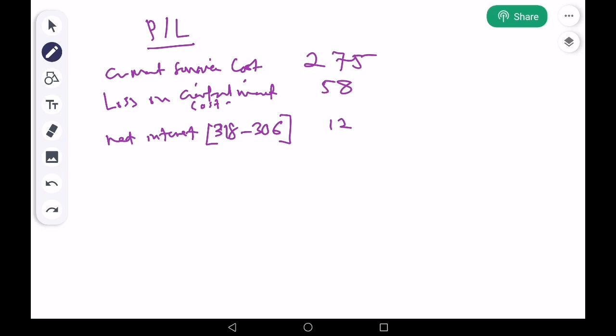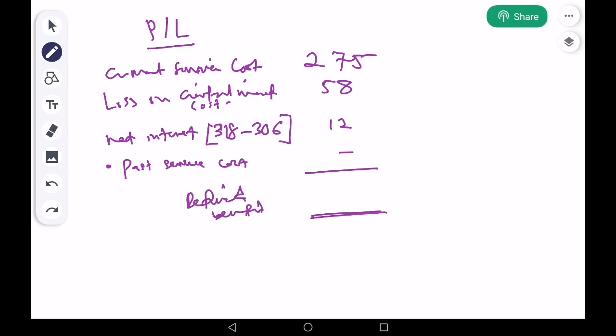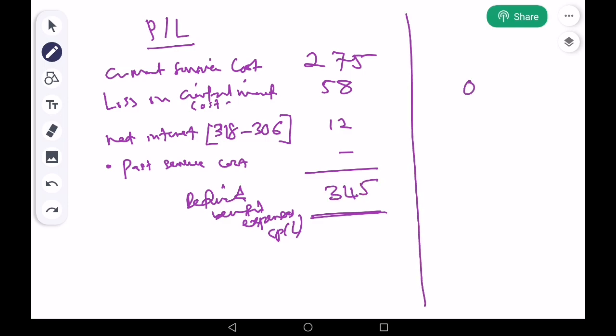Actually, you got another one. It's past service cost, but not in the case study, not in the question. So you can also put under past service cost, but there is no past service cost here. So your total defined benefit expenses that will be entered to P&L will be 345.